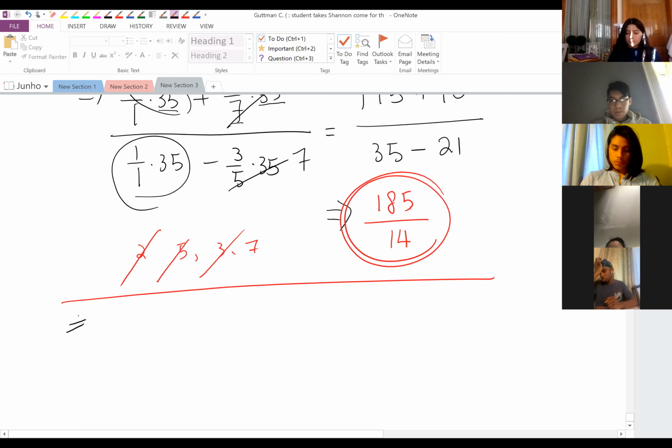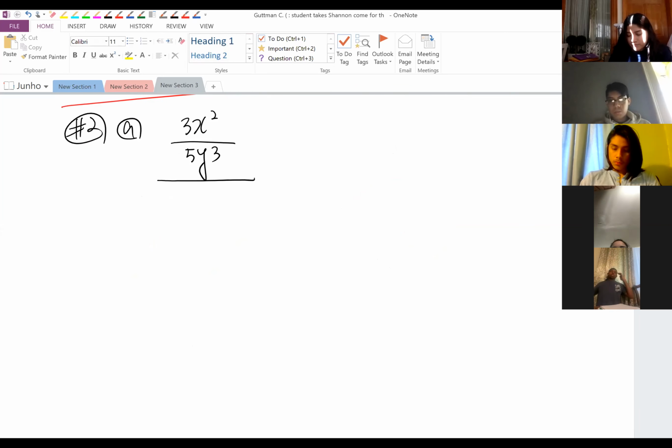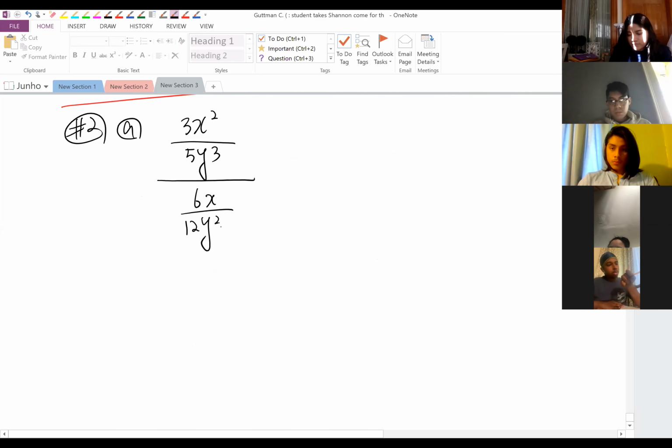Number 2 is 3x squared over 5y cubed, over 6x over 12y squared x. Oh my god, now we have variables too. So it looks even more complicated, but I want to say the procedure will be exactly the same. So please find the two denominators for me.